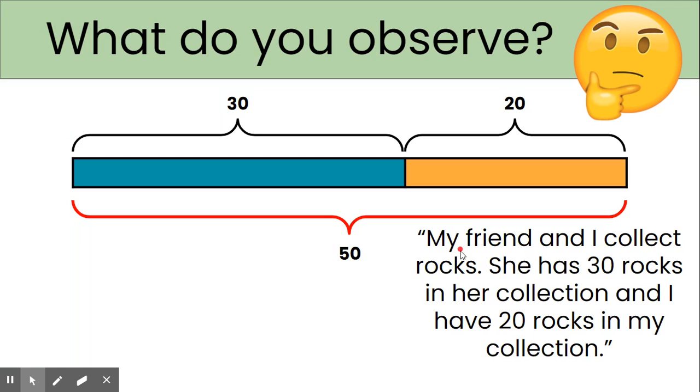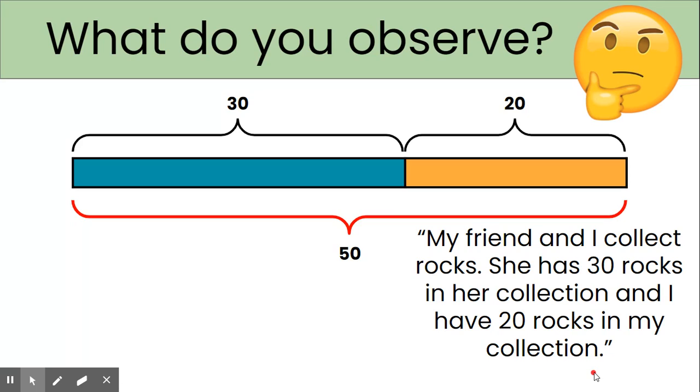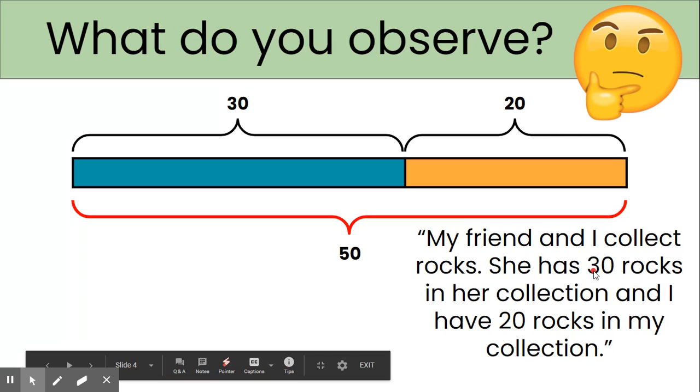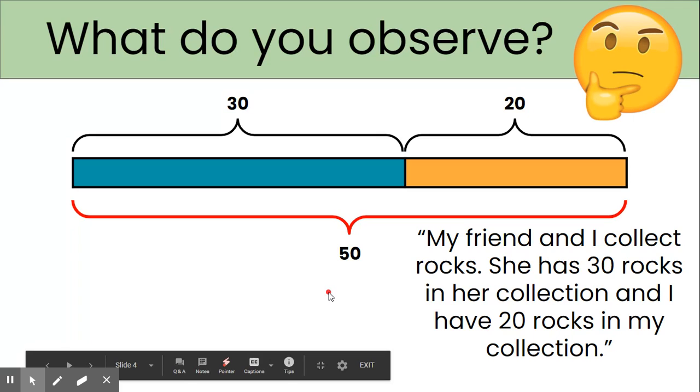My friend and I collect rocks. She has 30 rocks in her collection, and I have 20 rocks in my collection. Interesting coincidence that 30 and 20 are in this story and also shown in our bar model. So if we combine the 30 rocks that my friend has and the 20 rocks that I have, we will get a total of 50.